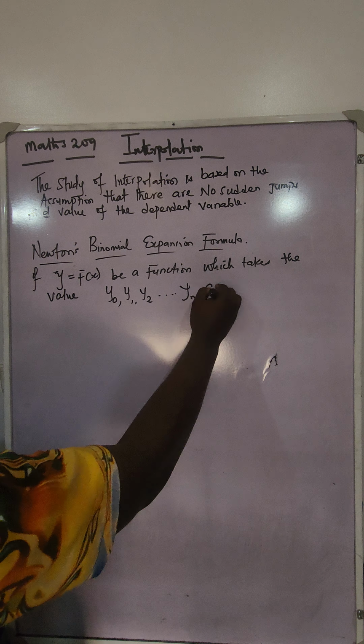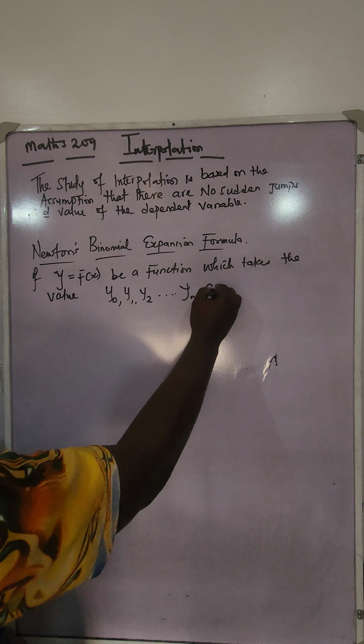Okay, let's start with the Newton binomial expansion. Example 1. Find the missing entry in the following table.